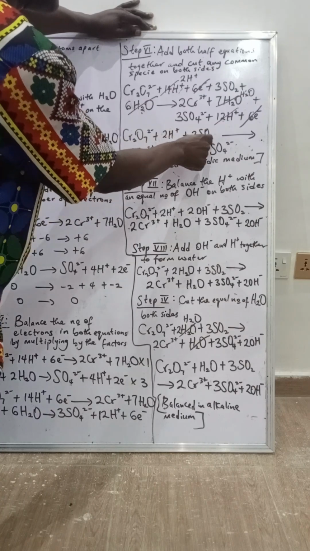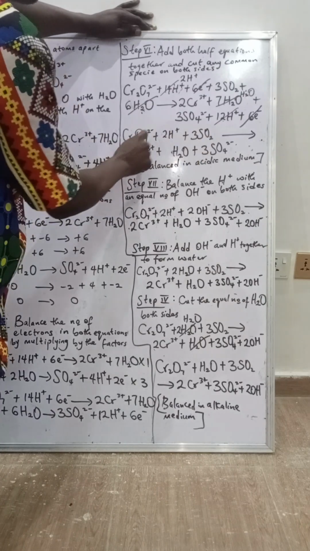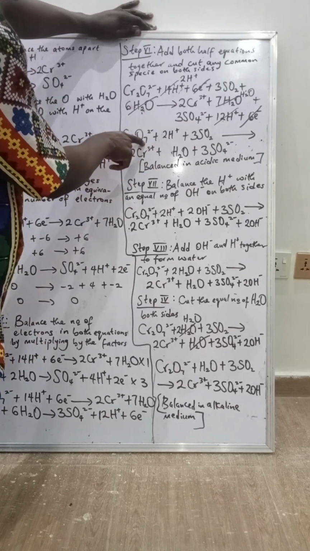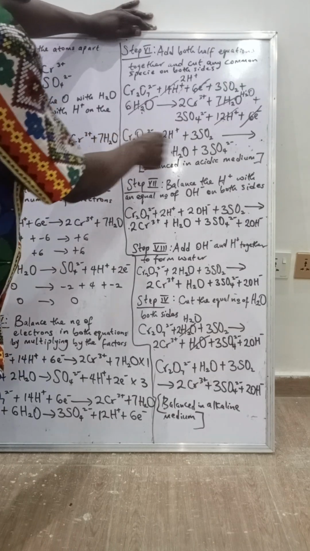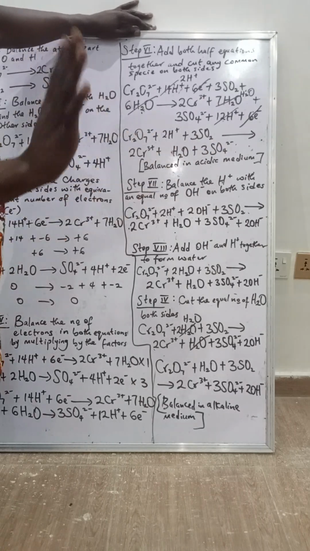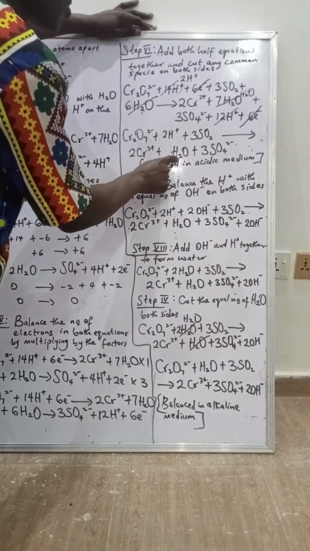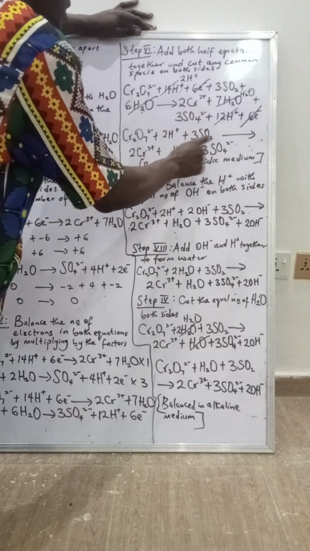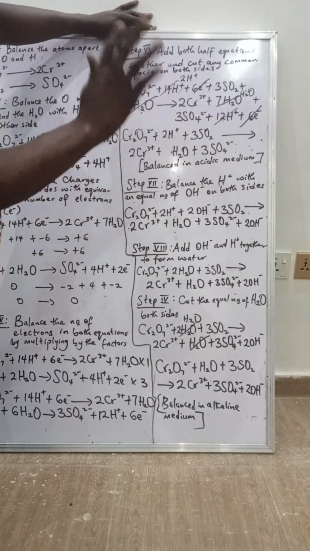Plus 6 oxygen, 3 times 2 is 6. 6 plus 7, that's 13 oxygen. On the other side, 3 times 4 is 12, 12 plus 1, that's also 13 oxygen. So oxygen is balanced. Hydrogen 2 is also balanced. Sulfur 3 is also balanced. So stoichiometrically it is balanced.